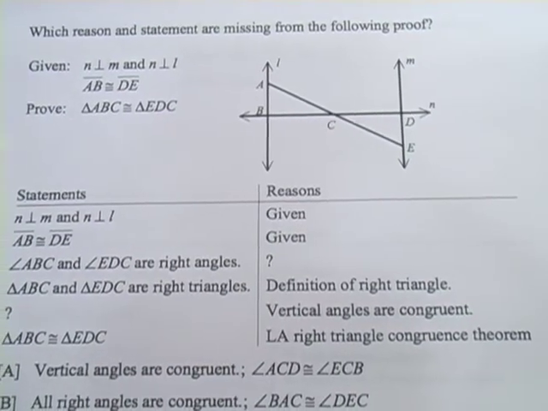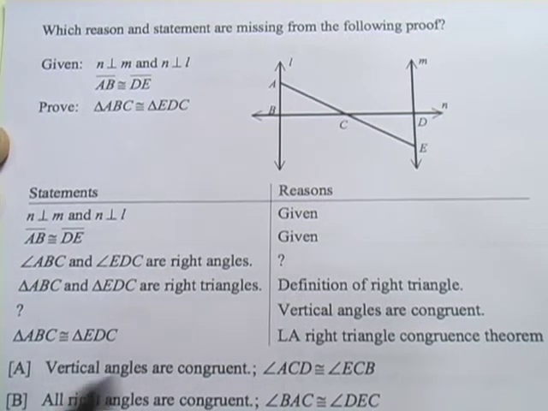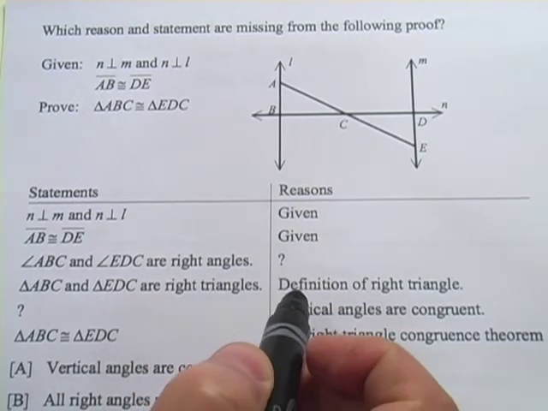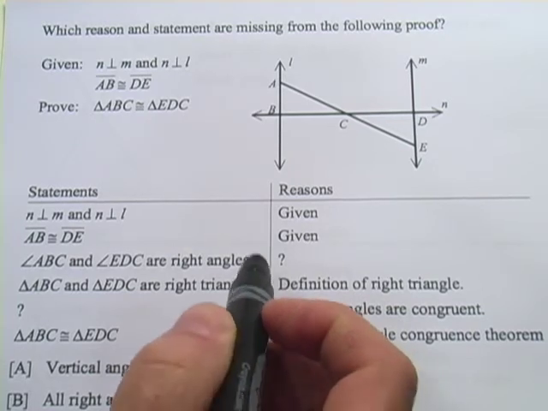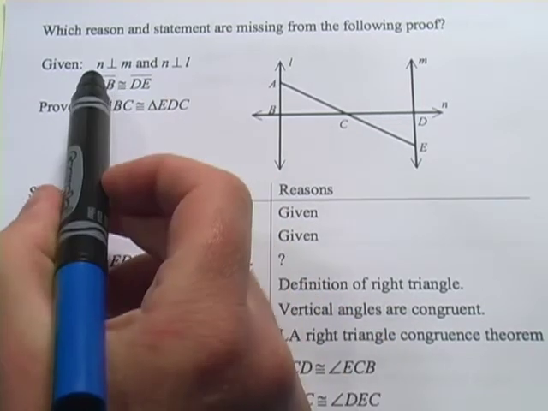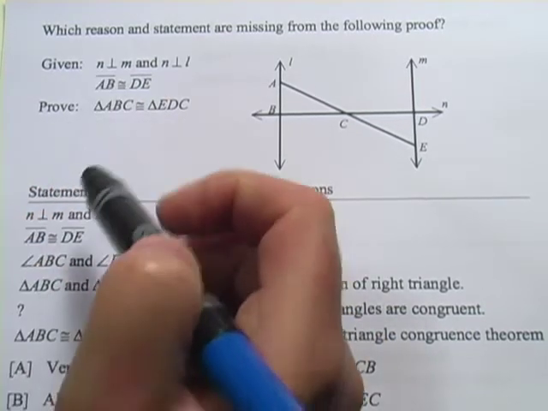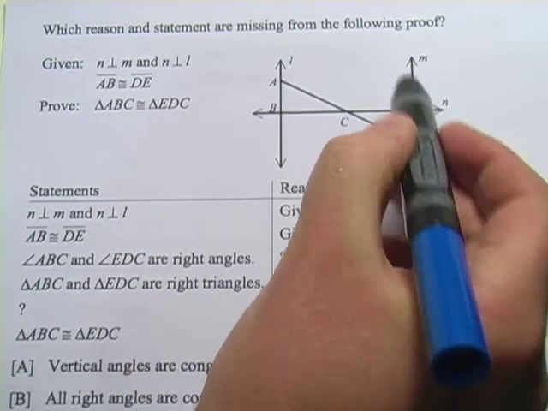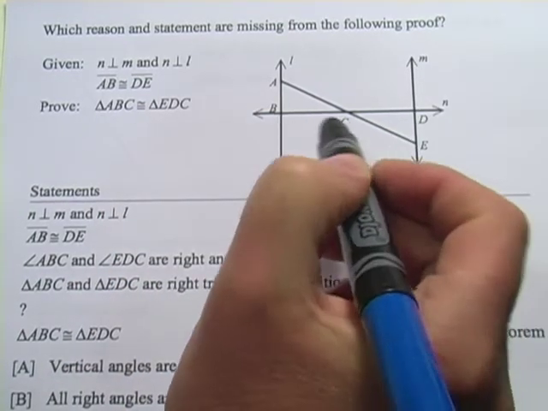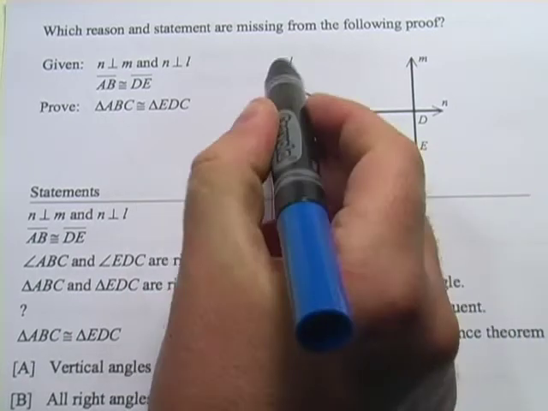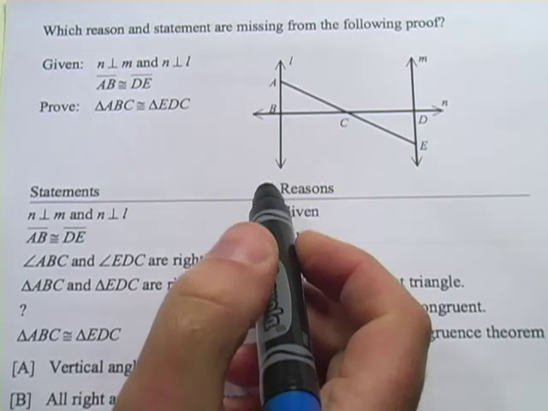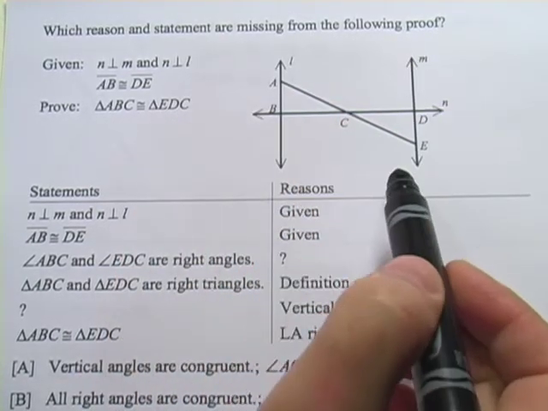All right, so same situation. We've got a proof here, and it's missing one reason. So let's take a look at the figures here first. We've got n is perpendicular to m. So here's n, and it's perpendicular to m. N is perpendicular to L. Oh, so it's perpendicular to L as well. Okay, so these two lines are going to be parallel then.